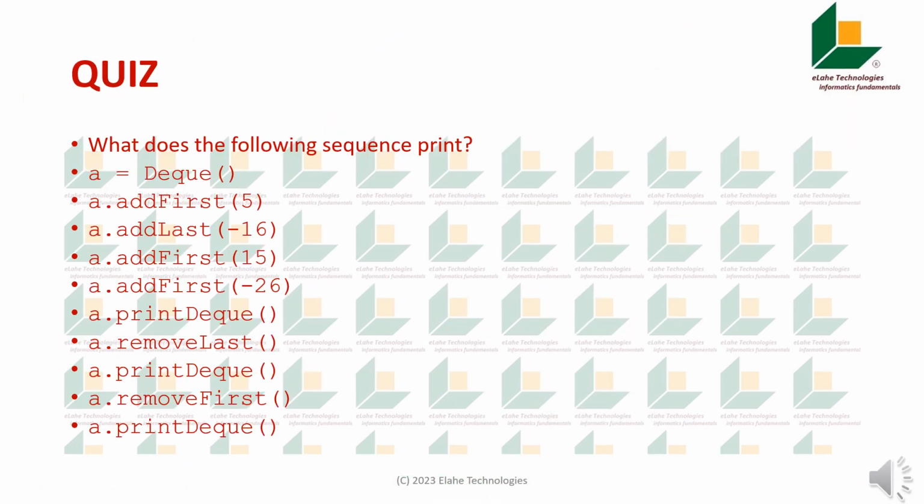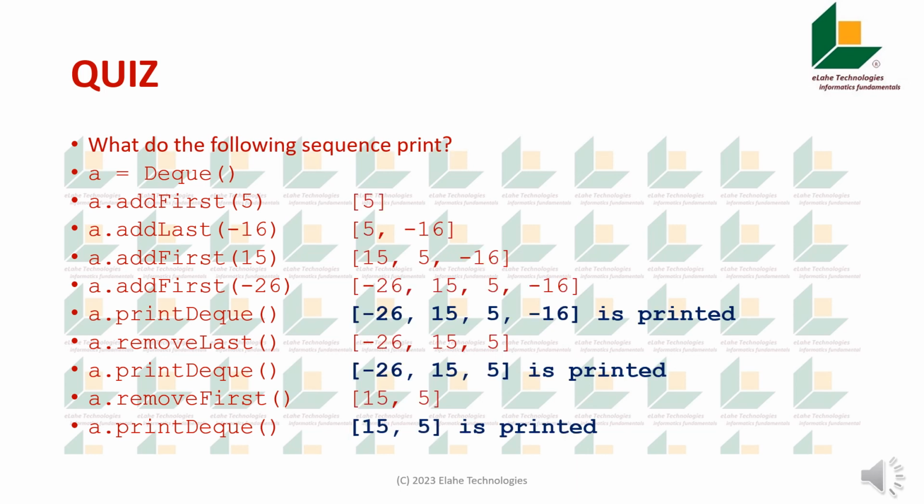A question. What does the given sequence of statements print? Assume printDec prints the deck in order from the first element to the last element. The state of the deck after each operation is shown. The first printDec statement prints -26, 15, 5, and -16. The next printDec statement prints -26, 15, 5. The last printDec statement prints 15, 5.